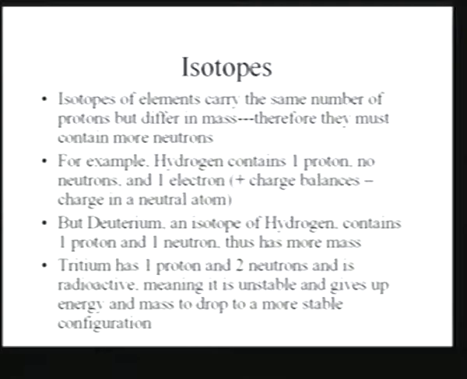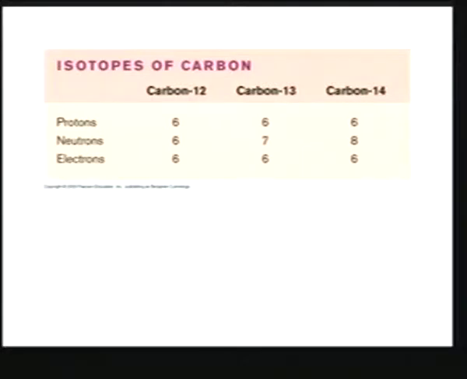That doesn't like to stick around. So the result is it gives up energy and mass. That's one of the definitions of radioactivity. But tritium is an isotope of hydrogen because it has 1 proton. Okay, so here are some isotopes of carbon. Carbon-12, carbon-13, and carbon-14. Carbon-13 is very unstable. It doesn't stick around long. Carbon-14 sticks around a little bit longer.